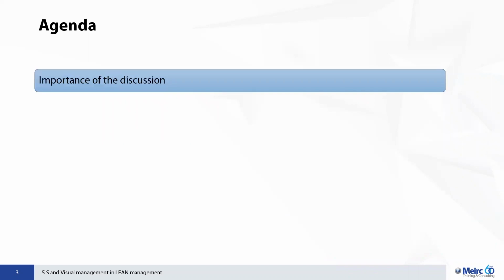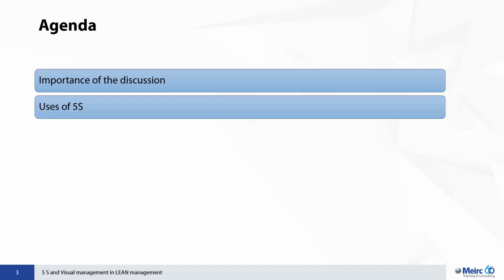We'll be talking about the following topics. First of all, I need to explain why I'm running such a webinar talking about something called the 5S and visual management. So a little bit highlighting the importance of the discussion and why this is important to our organizations and to industries in general.